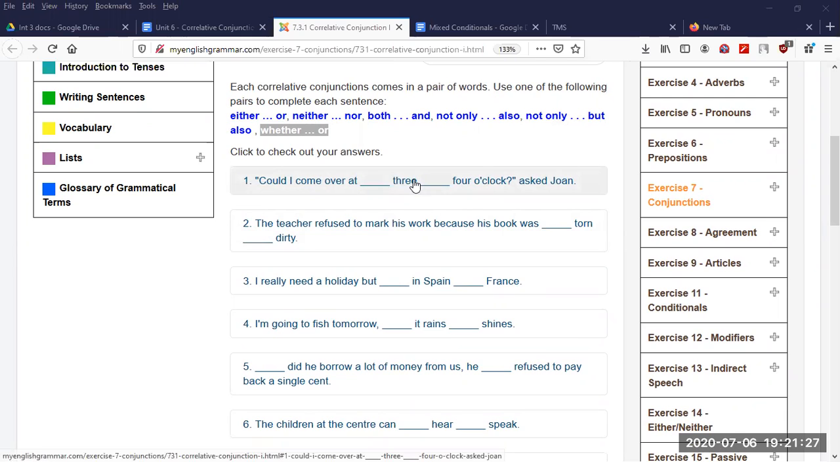You can't say I come over at 3 also 4 o'clock. So the only conjunction here can be or. So that means that we have to use either. Could I come over at either 3 or 4 o'clock?